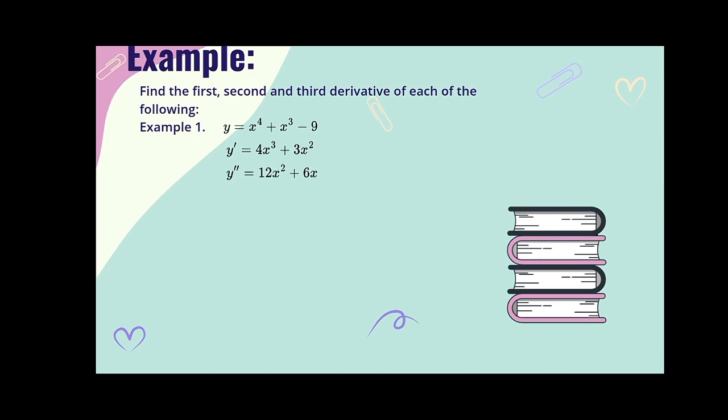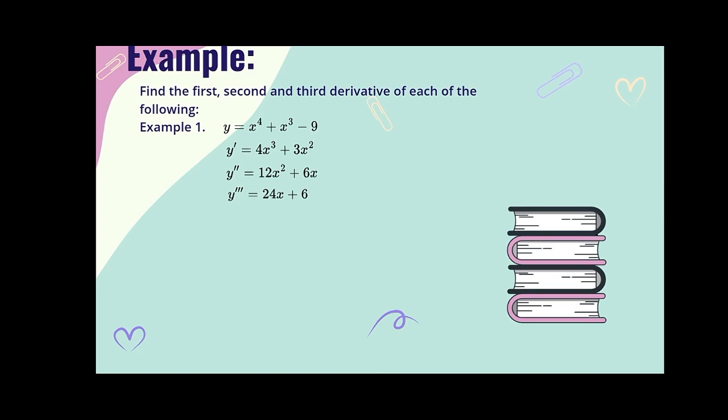In our third derivative, 2 times 12 is 24. The exponent is 2 minus 1, so the exponent becomes 1, plus the derivative of 6x. It is 6 because x is equal to 1. So 6 times 1 is equal to 6. So our third derivative is 24x plus 6.